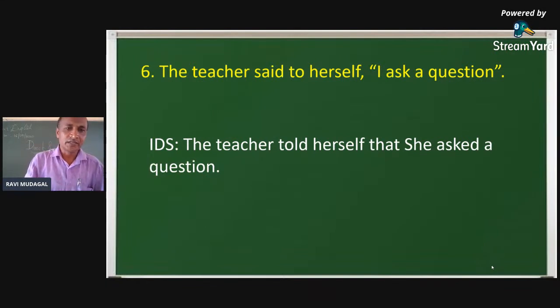The direct speech is, the teacher said to herself, "I ask a question." This is direct speech. The indirect speech is, the teacher told herself that she asked a question. You need to change from direct speech to indirect speech like this.